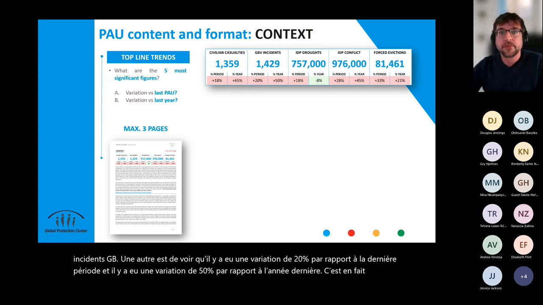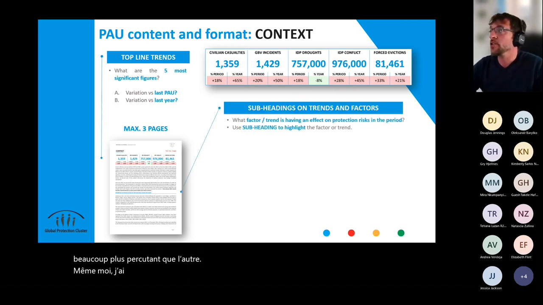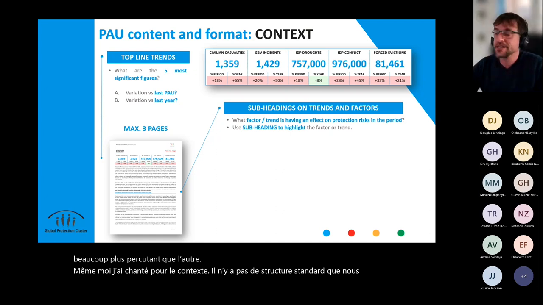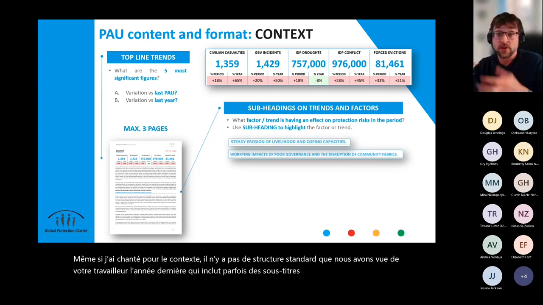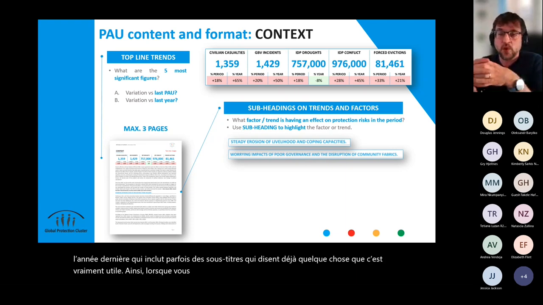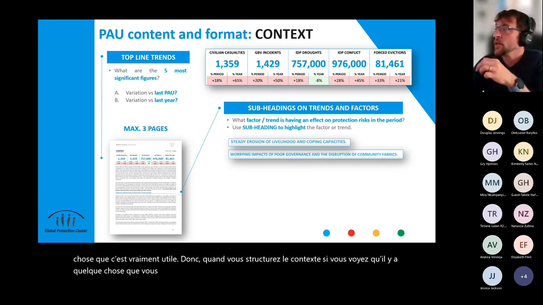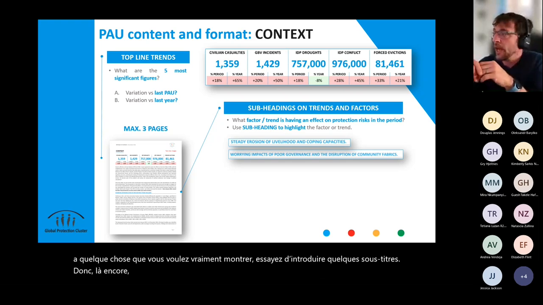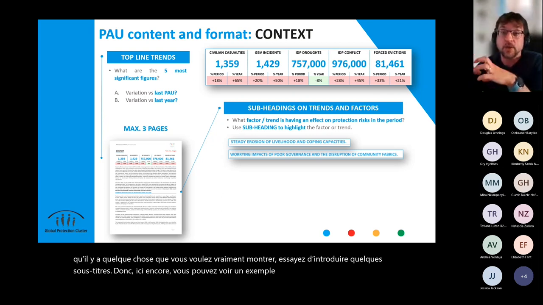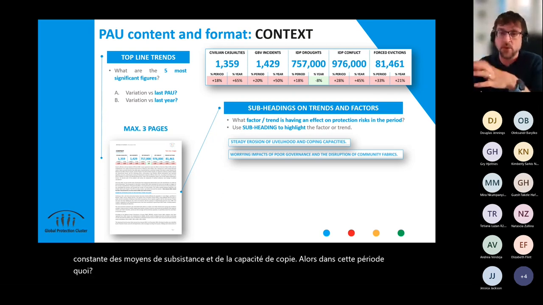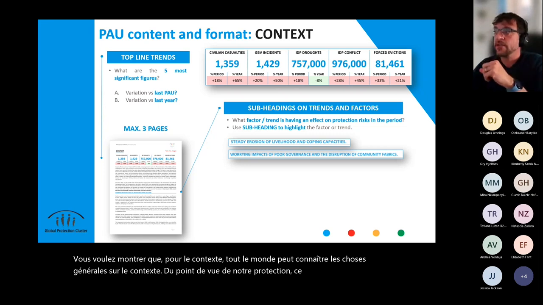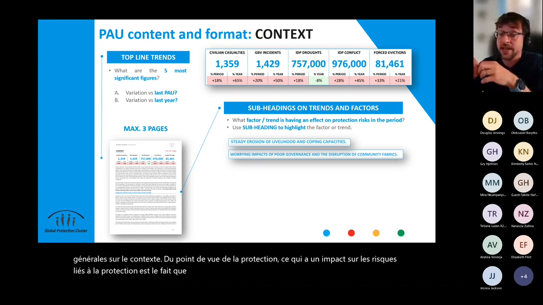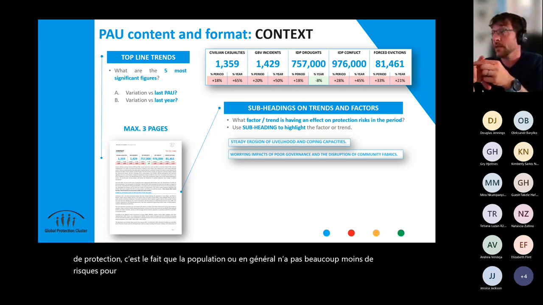Then, as I was saying for the context, there is no standard structure. We have seen from your work of last year that sometimes including subheadings that already tell something is really helpful. So when you structure the context, if you see that there is something that you really want to show, try to introduce some subheadings. Here again, you can see an example from the sample: steady erosion of livelihood and coping capacity. In this period, what we want to show for the context, everybody may know the general things, but from our protection perspective, what is impacting protection risks is the fact that the population has much less livelihood capacity and coping capacity. Or worrying impacts of poor governance and the disruption of community fabrics.